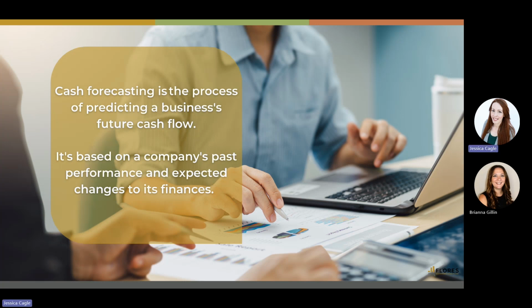Here's a surprising statistic for you. According to a US bank study, a whopping 82% of small businesses fail because of poor cash flow management, not because they weren't profitable. That's why cash forecasting isn't just a financial task, it's a survival skill.